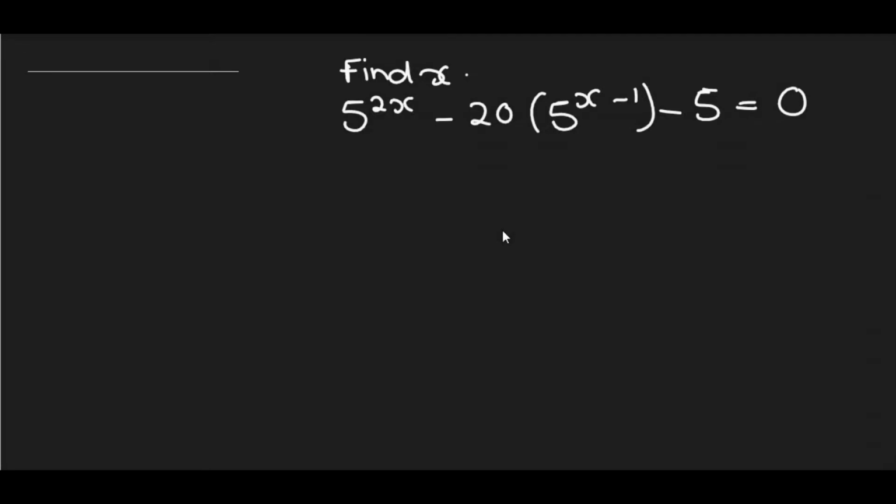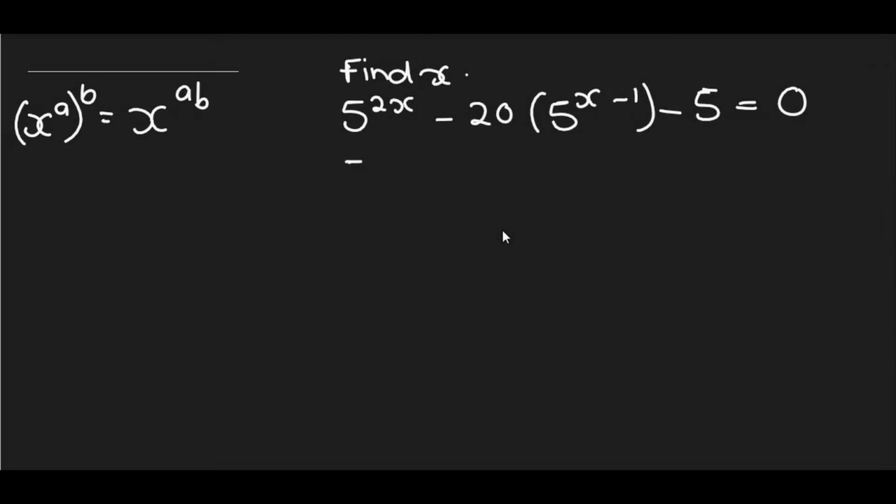So I'm going to write the laws of indices that we need to use to solve for 5 to the 2x and 5 to the x minus 1. For 5 to the 2x we need to use the law of indices that says x to the power of a, bracket b, is equal to x to the power of ab. This is the one we're going to use to simplify 5 to the 2x.